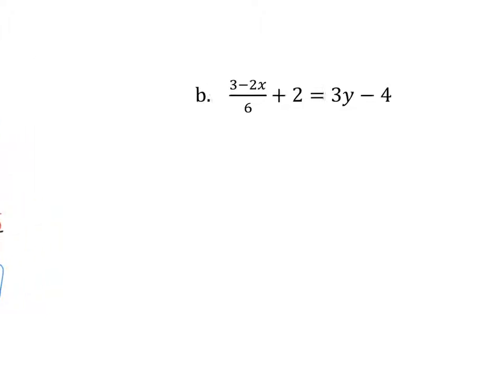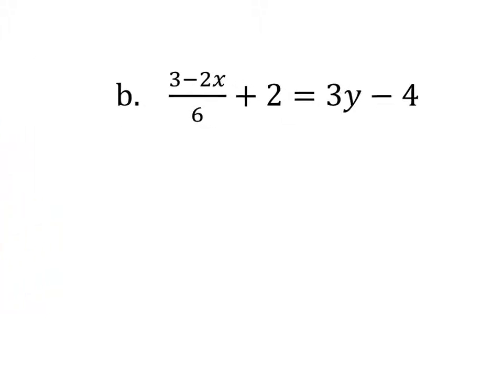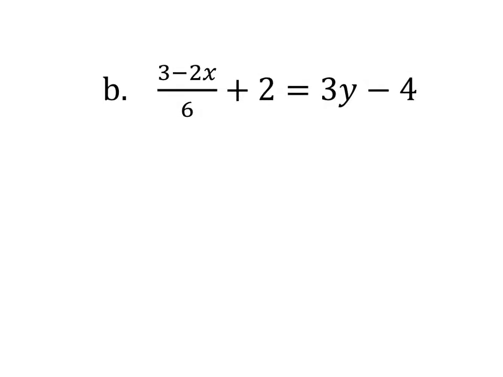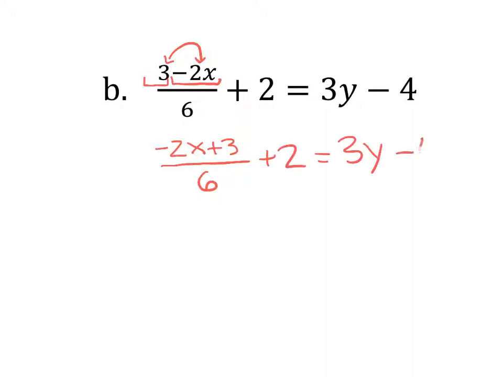Letter B. This one has a little bit more going on, again, when we have this division, but we can still just figure out first what's happening to x and then do opposite operations in the reverse order. So this is where using the commutative property and just flipping this around can make it a little bit easier to see what's happening. So this is a negative 2x and then a positive 3. So negative 2x plus 3 over 6 plus 2 equals 3y minus 4.